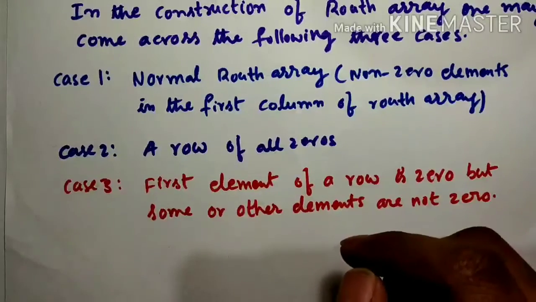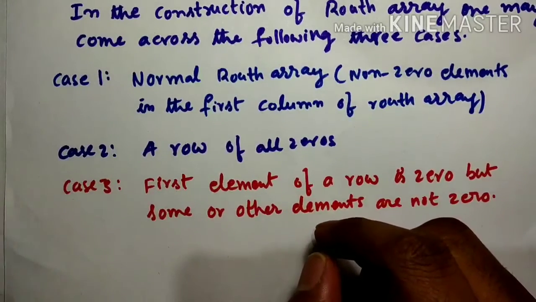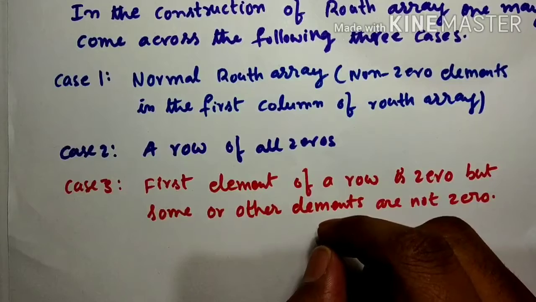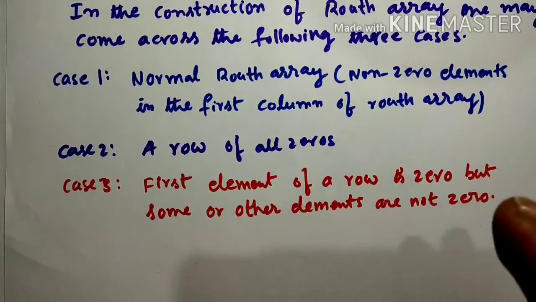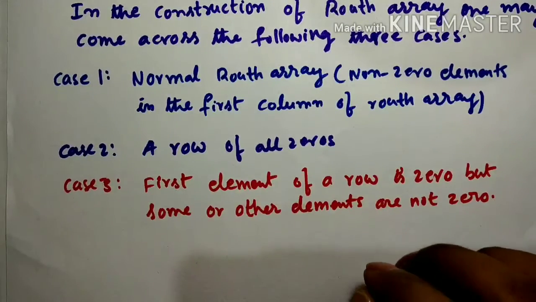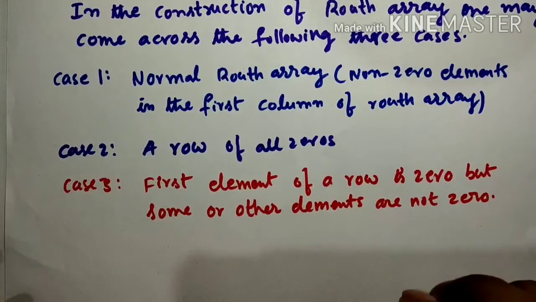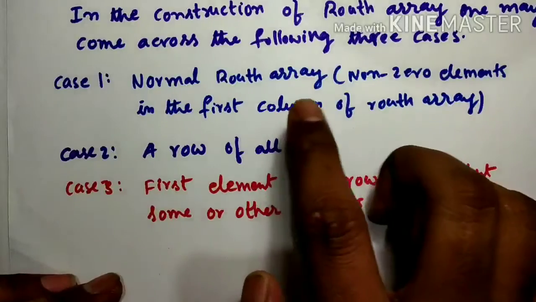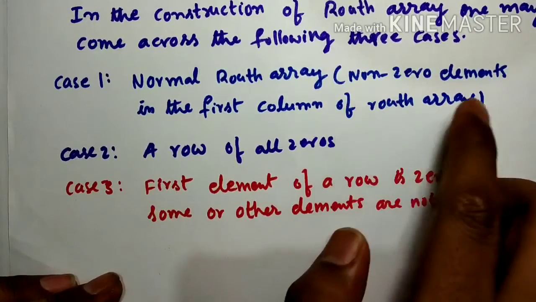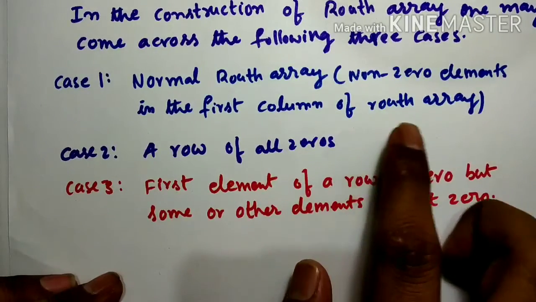Students, so there are three cases in Routh stability construction. We're going to do problems on the three cases. I have explained the last two cases. The first one is the normal Routh array, with non-zero elements in the first column of the Routh array.